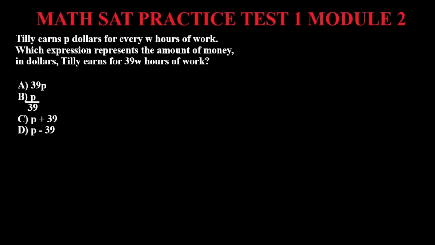Tilly earns P dollars for every W hours of work. Which expression represents the amount of money in dollars Tilly earns for 39 W hours of work? Well, the number of dollars is multiplied by the number of hours, and the number of hours is given as 39. So it's 39 times P, and that's choice A.